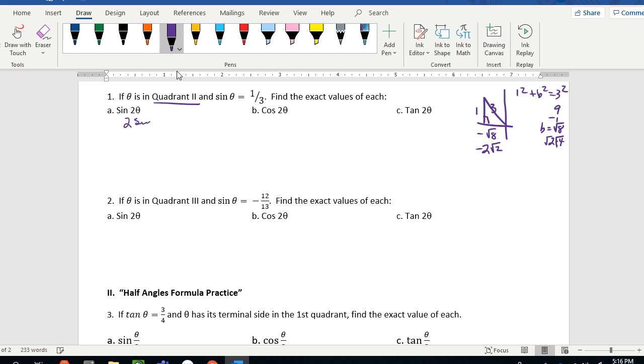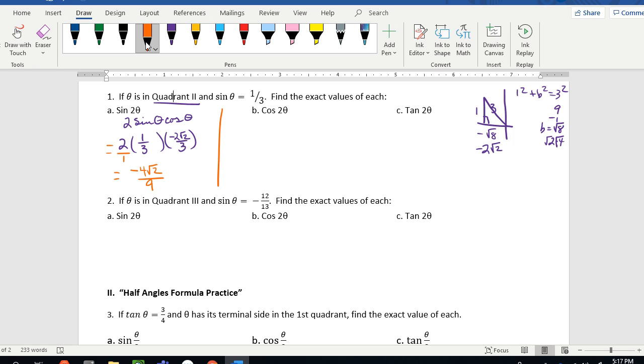So sine of 2 theta is 2 times sine theta cosine theta. So that's going to give me 2 times, my sine is going to be 1/3, my cosine is going to be negative 2 root 2 over 3. All right, so I need to make this into a fraction. So 2 times 1 is 2 times negative 2 is negative 4 times the root of 2 over 3 times 3, which is 9, and I'm done.